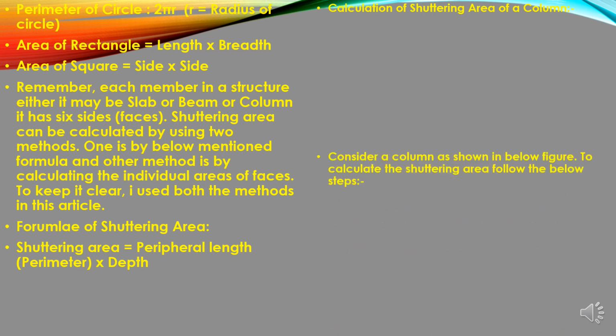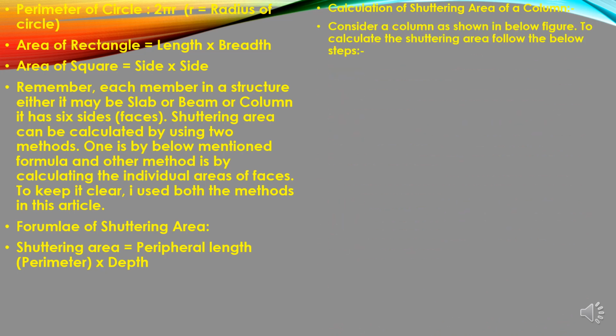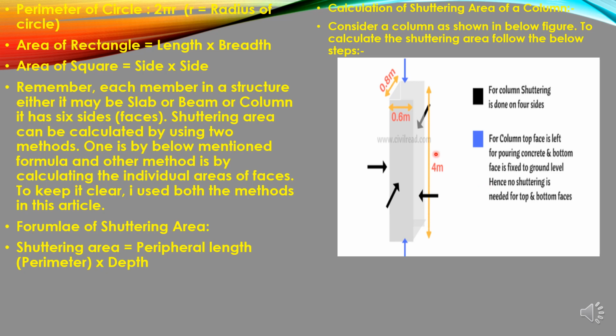Calculation of shuttering area of a column. Consider a column as shown in the below figure. To calculate the shuttering area, simply follow the following steps. See here. This column width is equal to 0.8 meter, the depth is 0.6 meter, and the height is 4 meter. It has 1, 2, 3 and 4 sides. For a column, shuttering is done on 4 sides. For a column, the top face is left for pouring concrete and the bottom face is fixed at ground level. Hence no shuttering is needed for top and bottom faces.